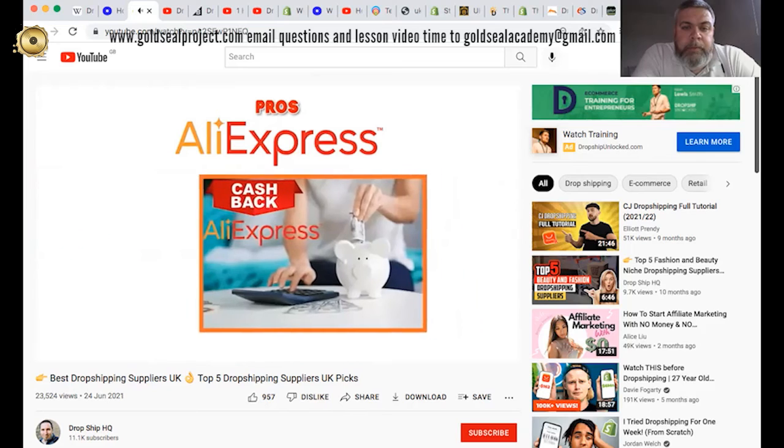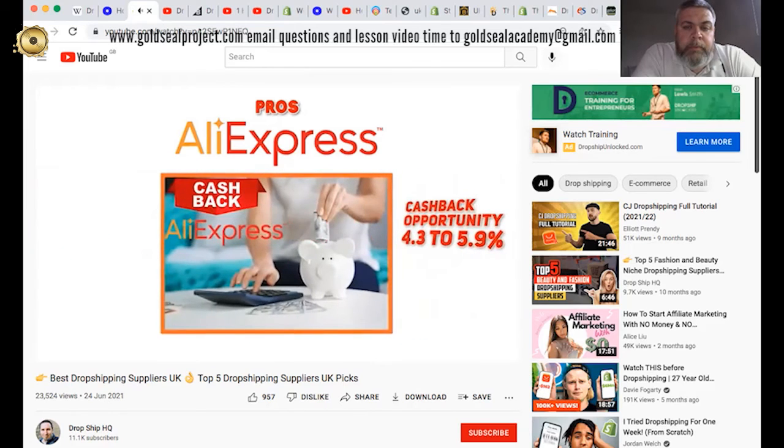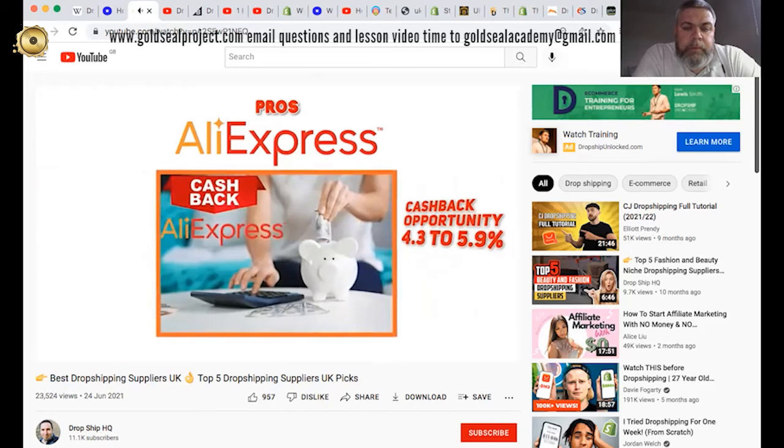And lastly, they do have a great cashback opportunity. You can get 4.3 to 5.9% cashback on all of your AliExpress orders, which is great to save some money.